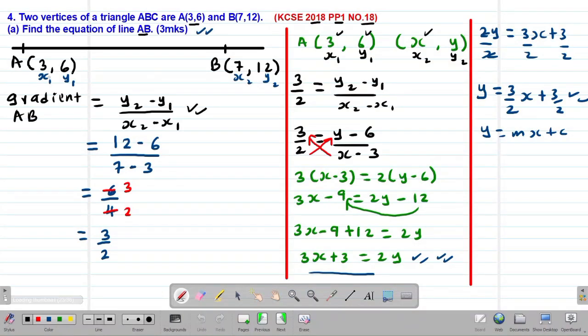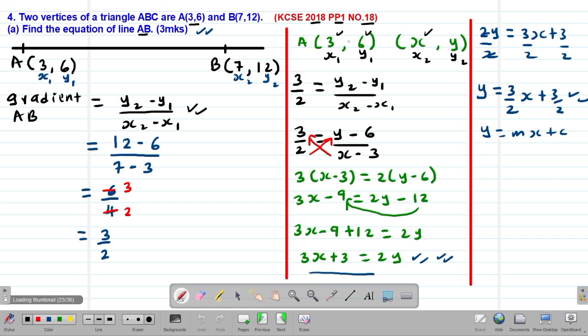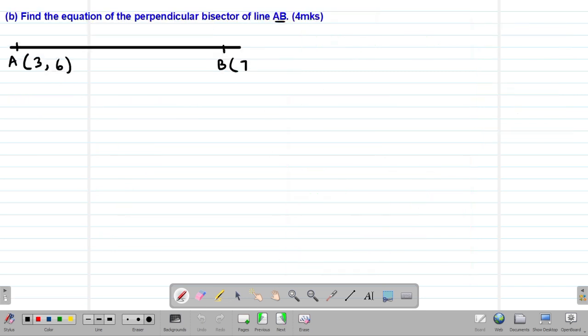The coordinates were 3, 6. So A had the coordinates of 3, then 6. Then point B, we were also given the coordinates for point B. Coordinates for point B were 7, 12. So this is 7, then of course, 12.